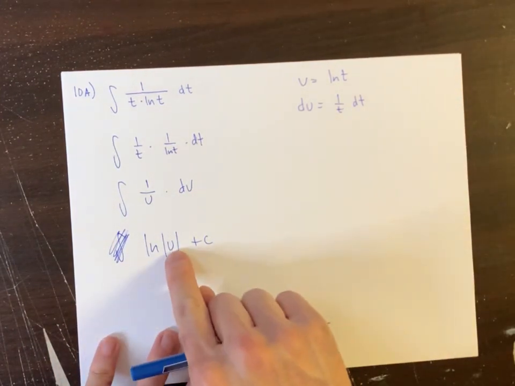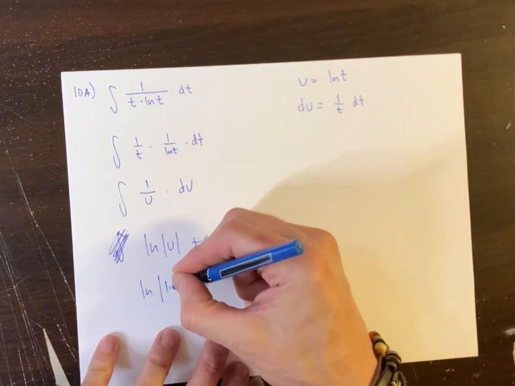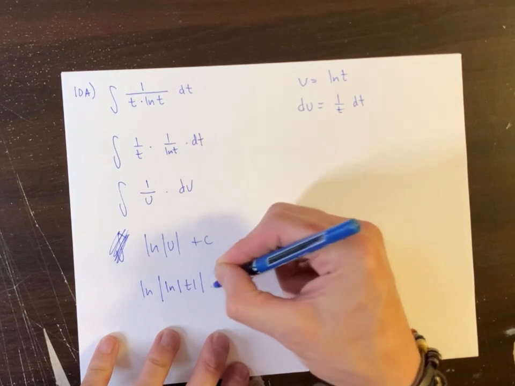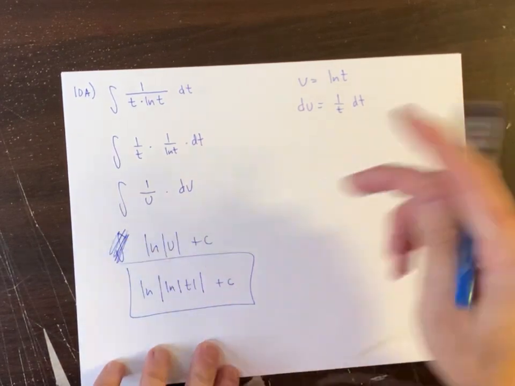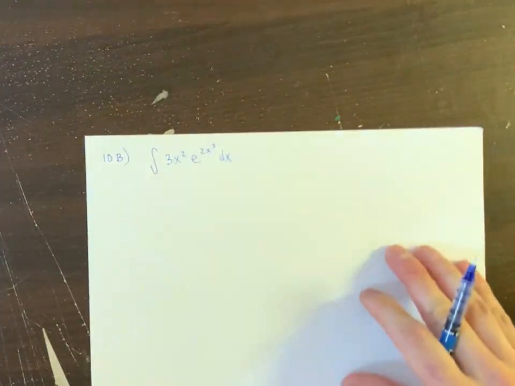But we know what u is. U is ln of t. So this is natural log, absolute value, natural log, absolute value of t. Okay, plus c. And let's see, so the next one here.